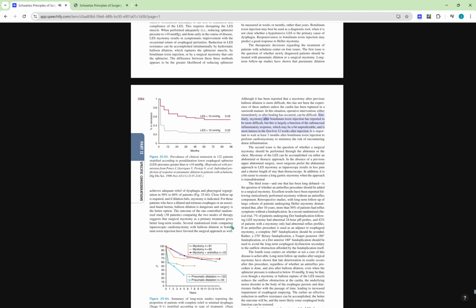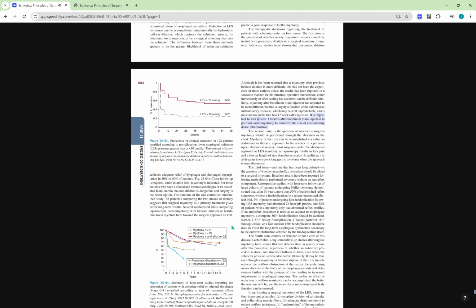Similarly, myotomy after botulinum toxin injection has been reported to be more difficult, but this is largely a function of the submucosal inflammatory response, which may be a bit unpredictable and is most intense in the first 6 to 12 weeks after injection. It is important to wait at least 3 months after botulinum toxin injection to perform cardiomyotomy to minimize the risk of encountering dense inflammation.